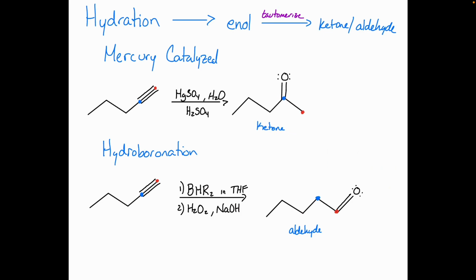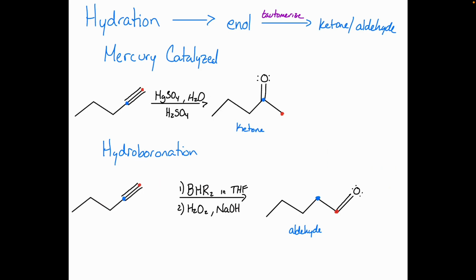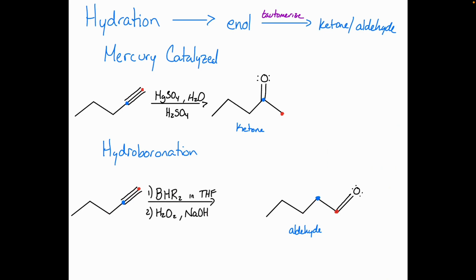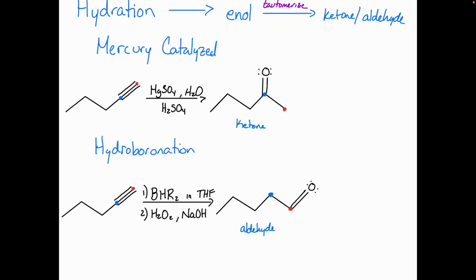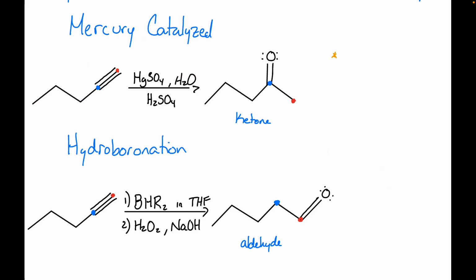All right, so let me scrunch this up so we can make our notes here. For these reactions, we actually don't have a mechanism for the mercury or the boron catalyzed part, but the mechanism that we do have to know is that tautomerization, from the enol to the ketone or aldehyde. That's what we got to know.